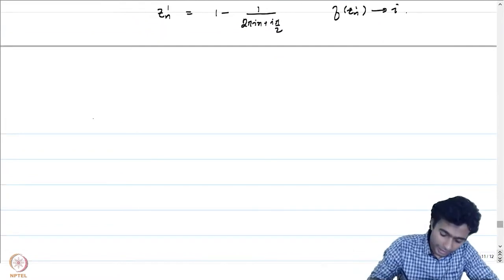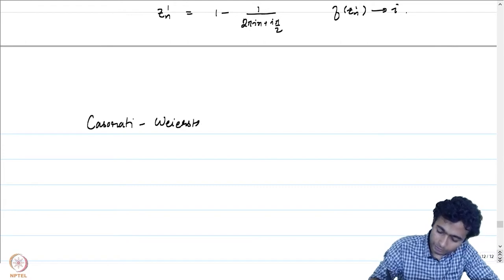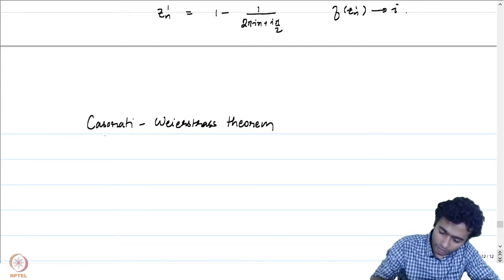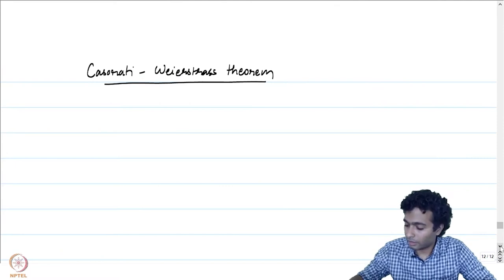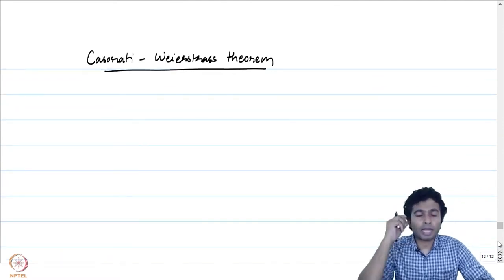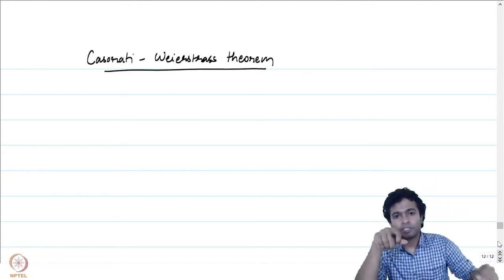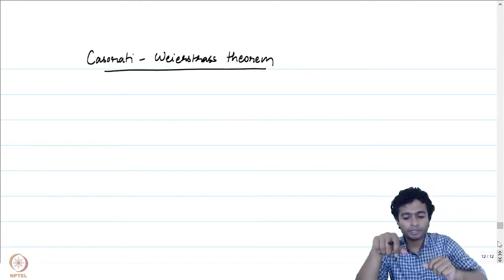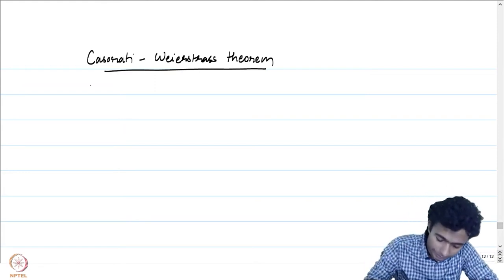Let me now state the Casorati Weierstrass theorem. The Casorati Weierstrass theorem basically tells us that if you pick any complex number alpha, then we can get hold of a sequence zn converging to the essential singularity z0 such that f of zn converges to alpha. Let me write that down.